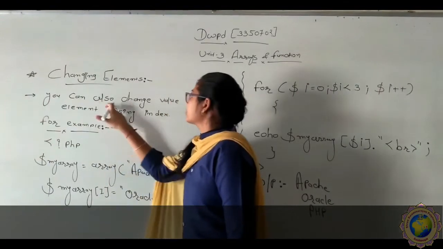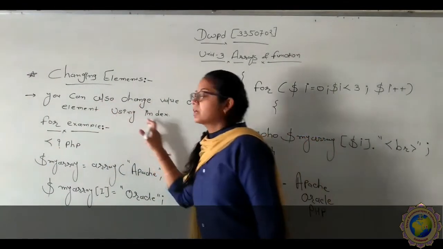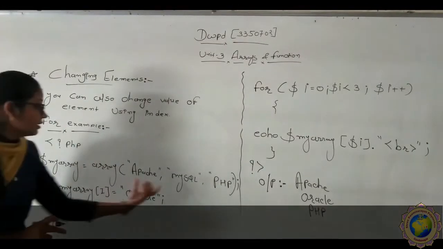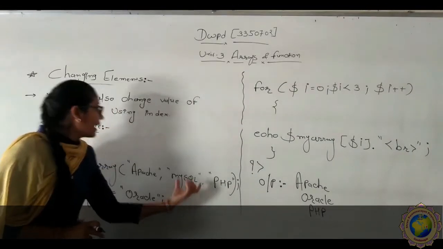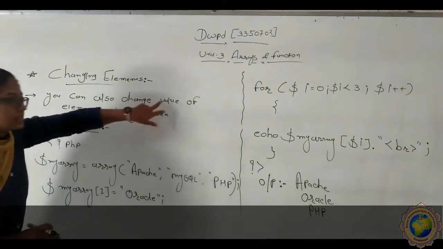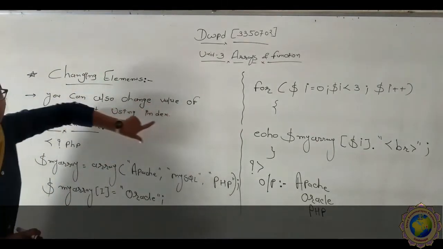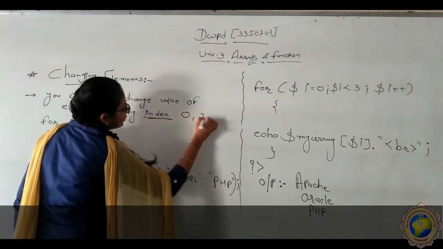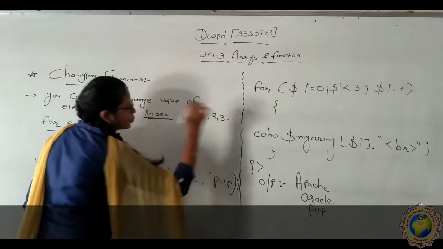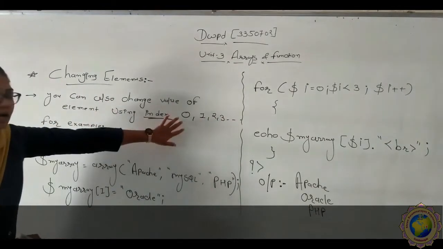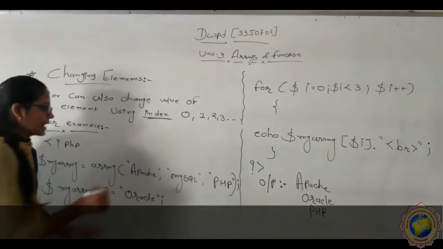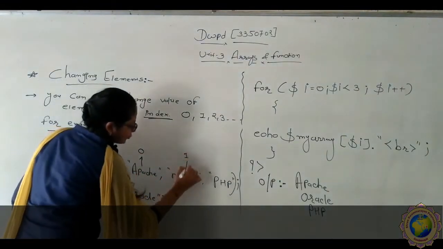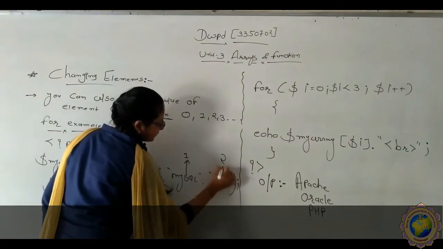You can change the value of an element using an index. So if we want to change a value of a variable, you can change the value of the element using an index. Index is nothing but the numeric digit 0, 1, 2, 3 and so on. So here the index value 0 is Apache, 1 is MySQL and 2 is PHP.